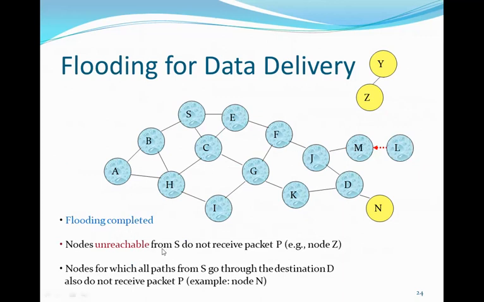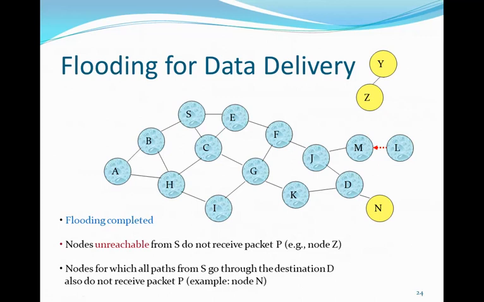Nodes unreachable from S don't receive packet P, as we discussed about Z and Y, that they are not in range of these nodes, so therefore they will not receive any packet. Nodes for which all paths from S go through the destination node D also don't receive any packet P, and in that case we have node N. As the path to node N is passing through node D, which is the intended destination for this communication, for this pattern of packet delivery.